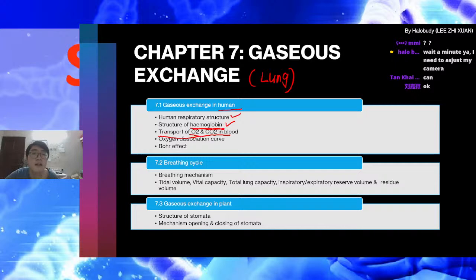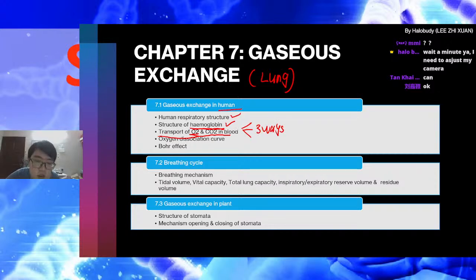You have to know the transportation. For oxygen it is easy because it only has one way. But carbon dioxide is more complex. It has 3 ways. Ada tiga cara. It has 3 ways you have to learn.